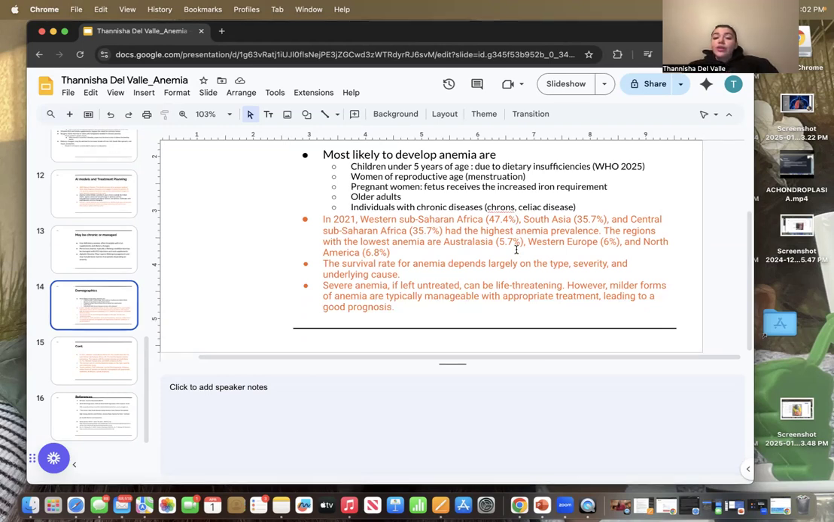So the survival rate for anemia depends largely on the type, the severity, and the underlying cause. Severe anemia, if left untreated, can be life-threatening. However, milder forms of anemia are typically manageable with appropriate treatment.